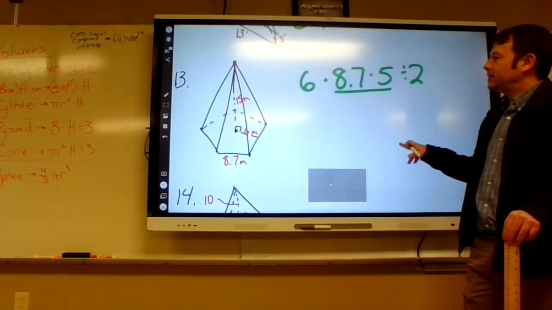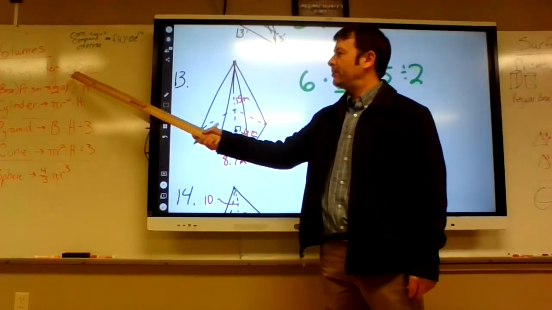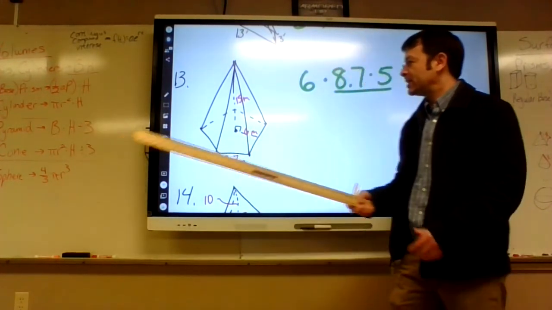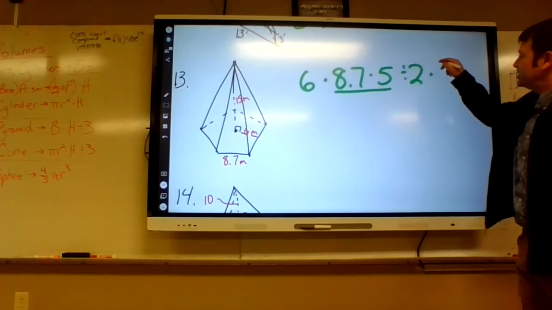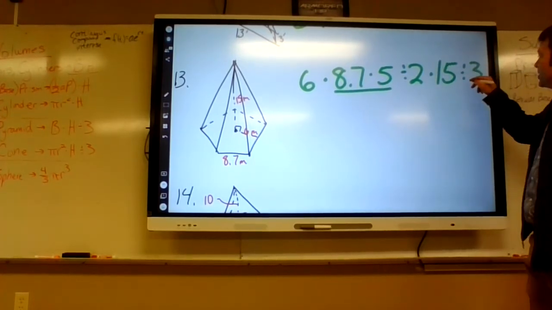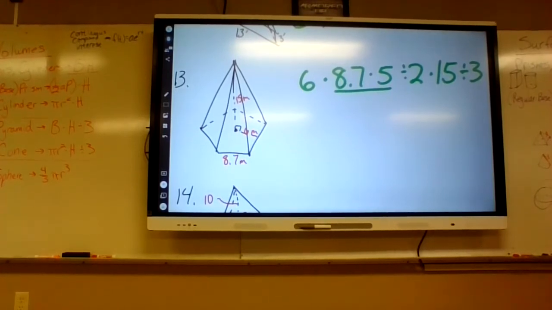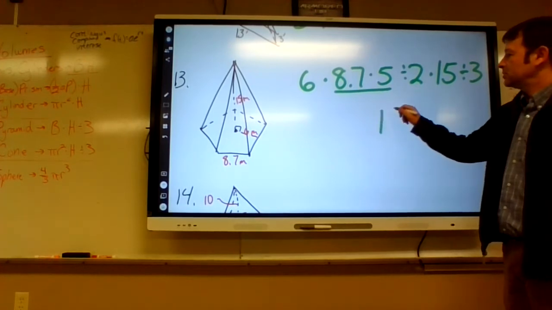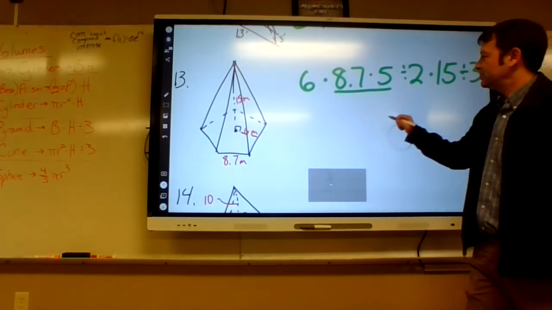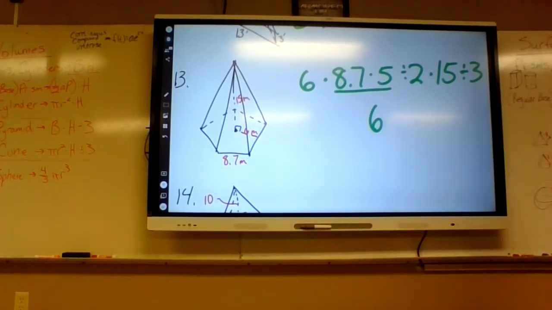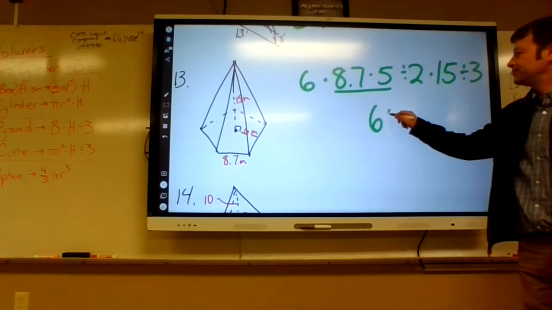Okay, then once you get the area of the base, you take that times the height and divide by 3. What's the height? 15. And divide that by 3. 652.5. I got 652. Yeah. 652.